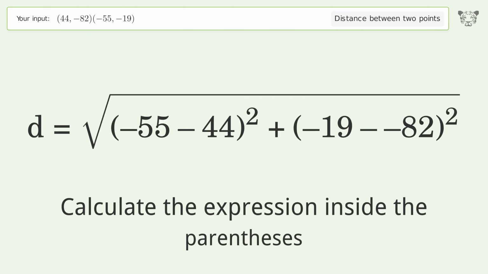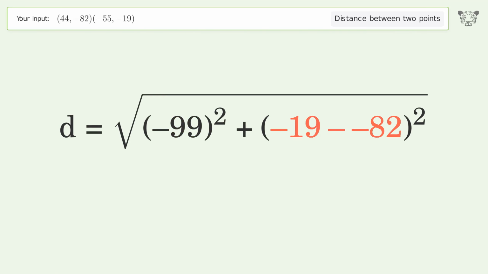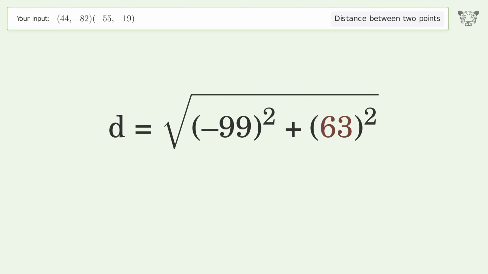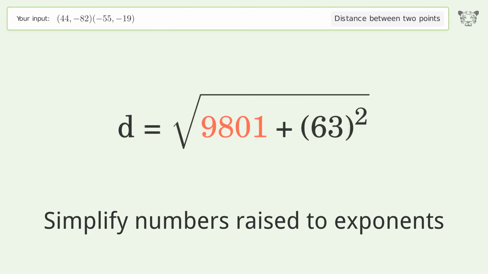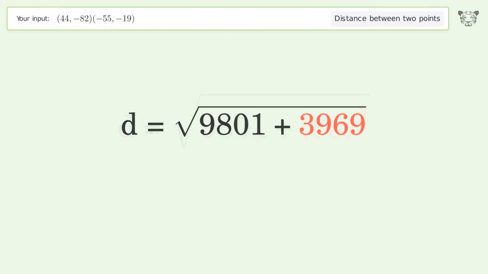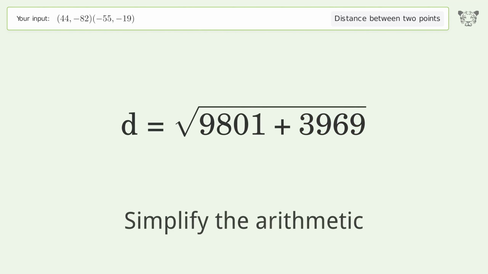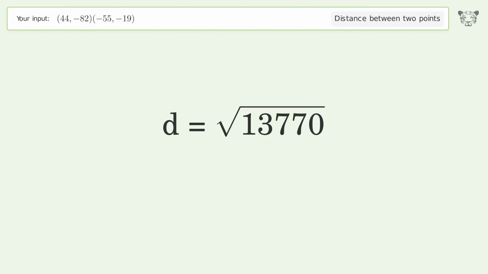Calculate the expression inside the parentheses. Simplify numbers raised to exponents. Simplify the arithmetic. And so the distance between the 2 points is the square root of 13,770 or 117.346.